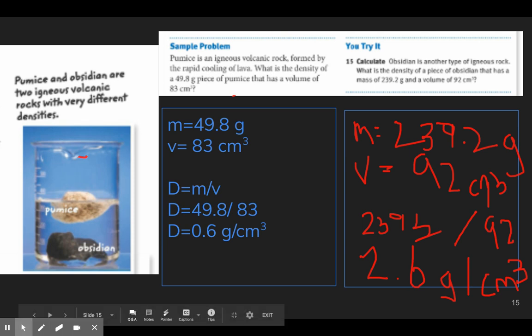All right, okay, so you're going to have some more practice with this later, finding the density of objects.